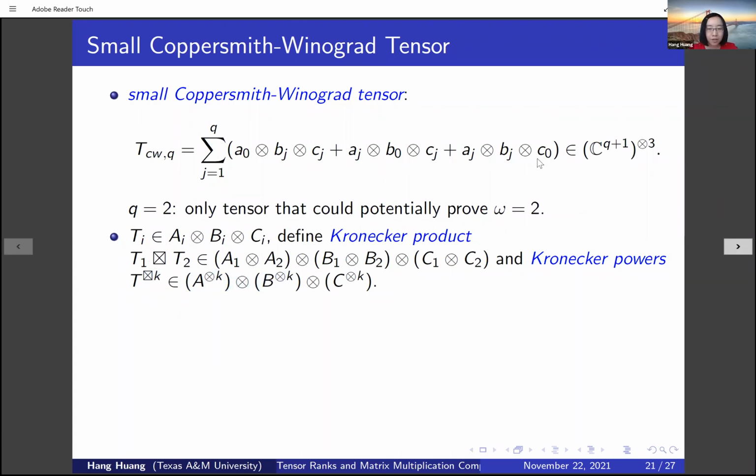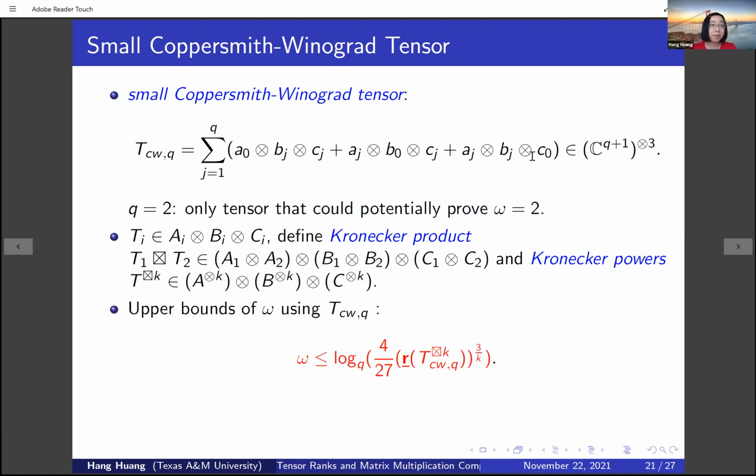So now I'm not going to tell you the details about how to implement the laser method, but I'm going to write down the result after implementing the laser method with the small Coppersmith-Winograd tensors. So this is the upper bound for omega that you will get if you implement the laser method using small Coppersmith-Winograd tensors. So now I want to show you some of the power of it.